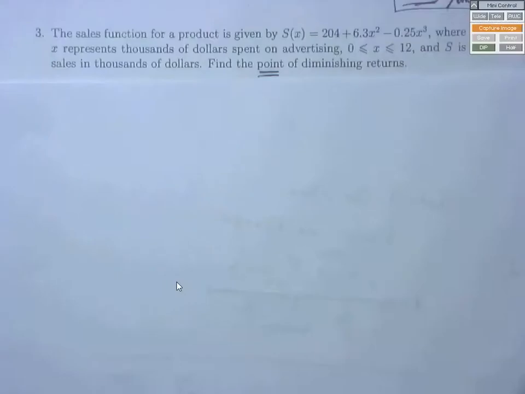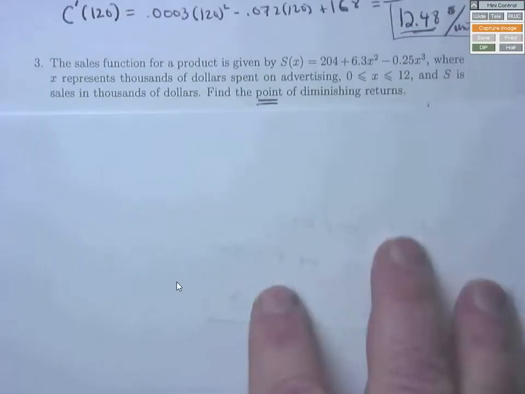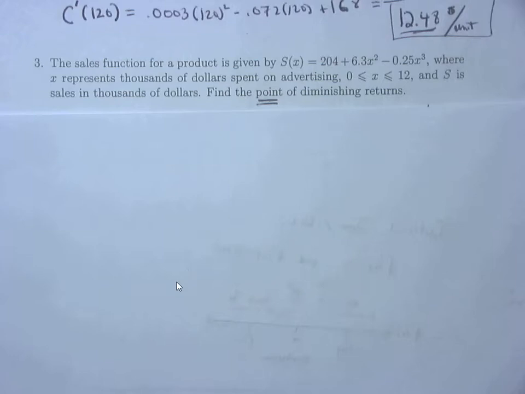All right. It says this. The sales function for a product is given by S of x equals 204 plus 6.3x squared minus 0.25x cubed, where x represents thousands of dollars spent on advertising between 0 and 12, and S is sales in thousands of dollars. Find the point of diminishing returns. You're supposed to find the point of diminishing returns.